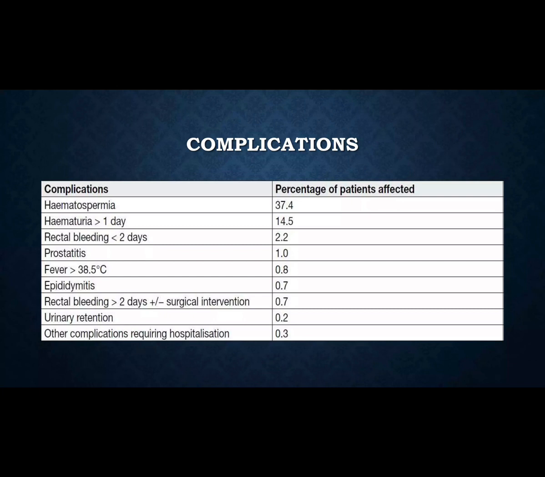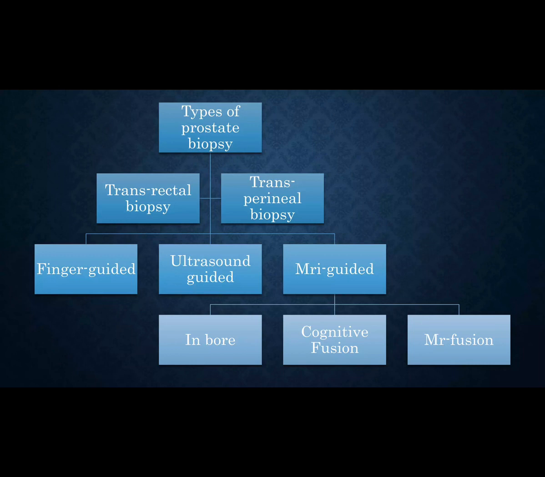The various complications of the prostate biopsy include hematospermia, hematuria, acute urinary retention, recurrent UTI, and prostatitis. The commonest complication is hematospermia, that is 40%. Next is hematuria, that is 20%. It can cause rectal bleeding, and infection: prostatitis, UTI, and sepsis. So these are the various complications of transrectal biopsy.